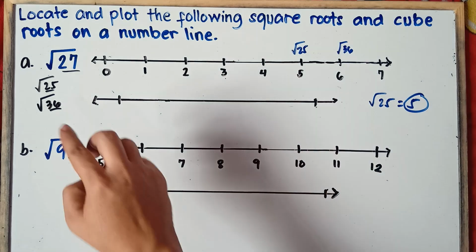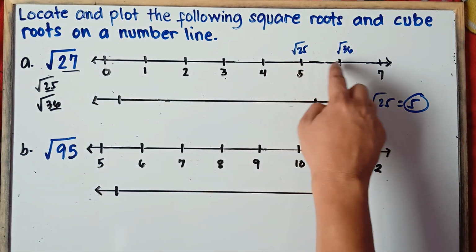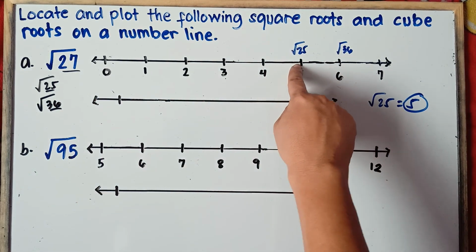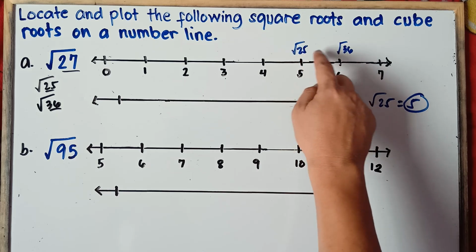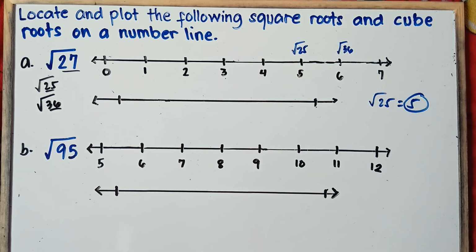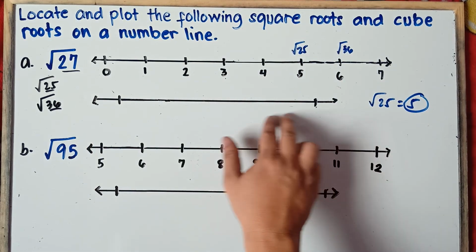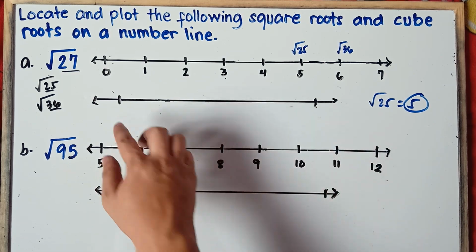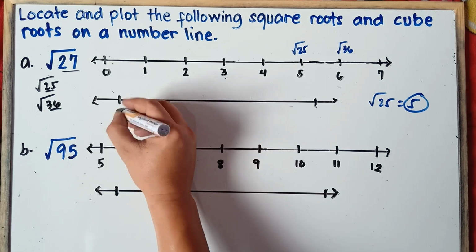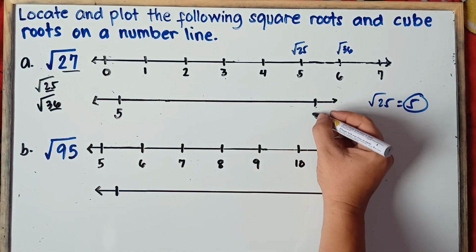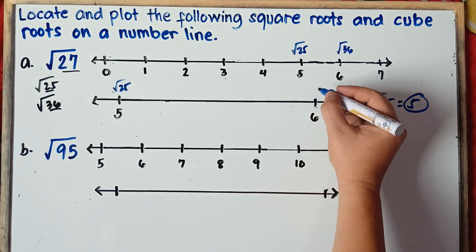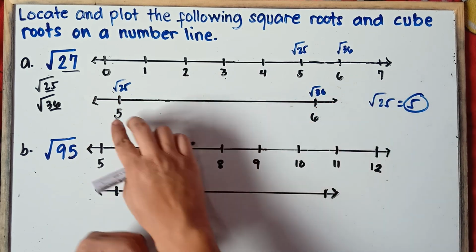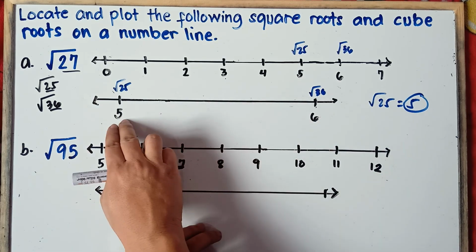Therefore, class, square root of 27 is in between square root of 25 and square root of 36. Square root of 27 is here, in between square root of 25 and square root of 36. So let's assume this one, we have our line for our guide. So this will be 5, and then this is 6. And this is square root of 25, right? For you to estimate this one, class, you can draw another line. And then this is 5, this is 6.